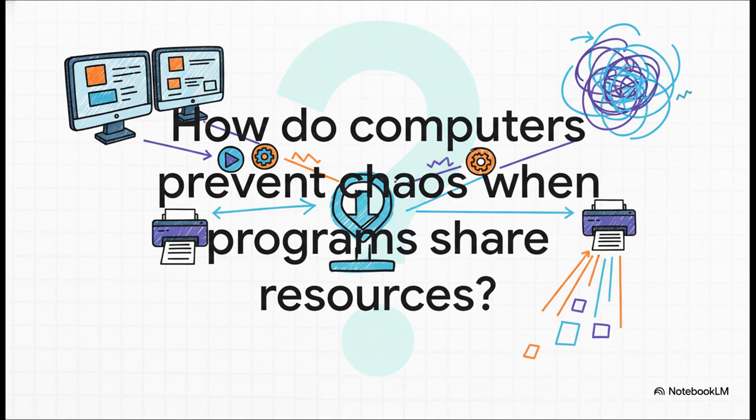Seriously, just think about it for a second. Your computer is probably doing hundreds, maybe thousands of things right now. So how does it stop, say, two different programs from trying to print a document at the exact same time, or from writing over the exact same piece of memory? That is the core problem we are going to unpack today.